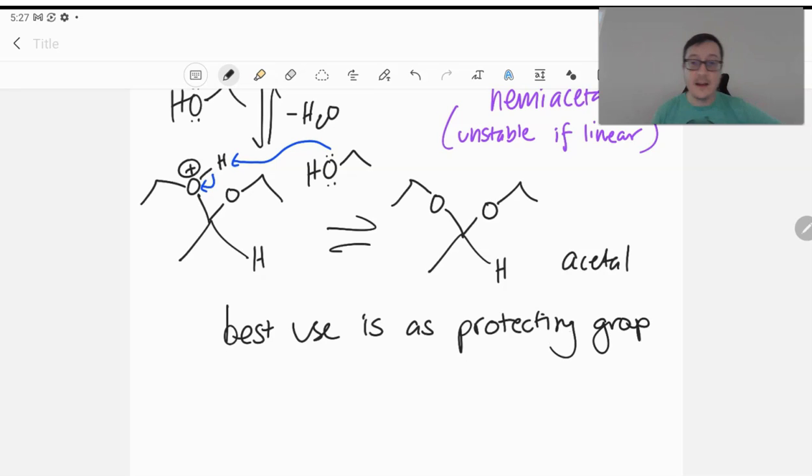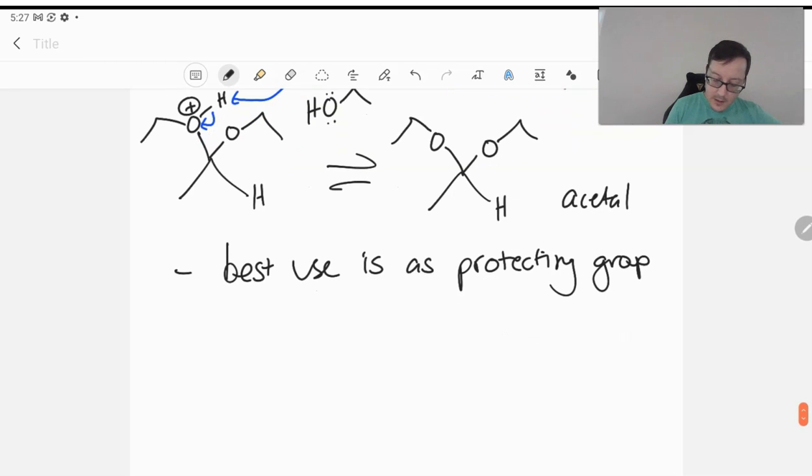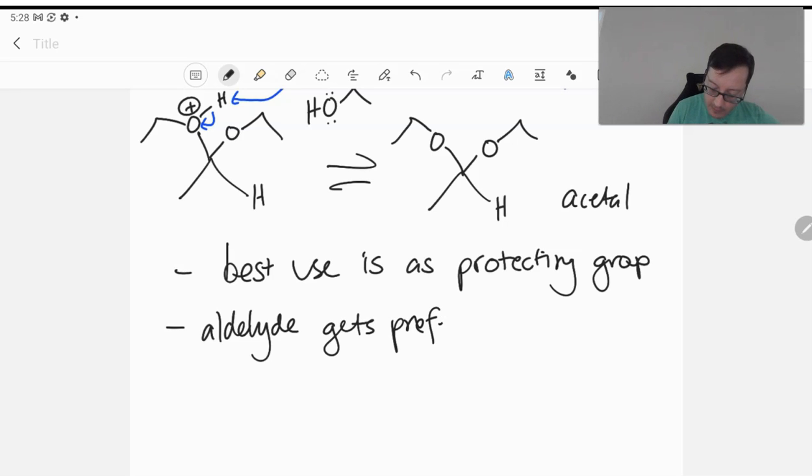Because aldehydes and ketones are very electrophilic, they're going to get attacked by things. We can protect them using acetals or ketals. Note that an aldehyde gets preferentially attacked, preferentially protected with stoichiometric alcohol.